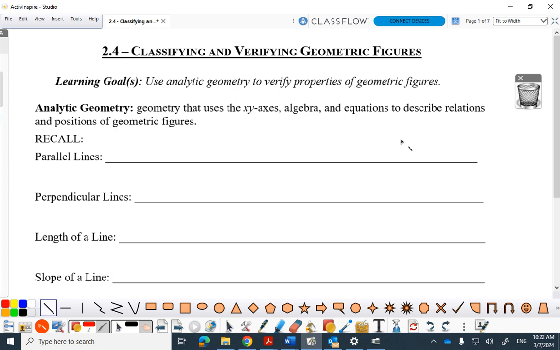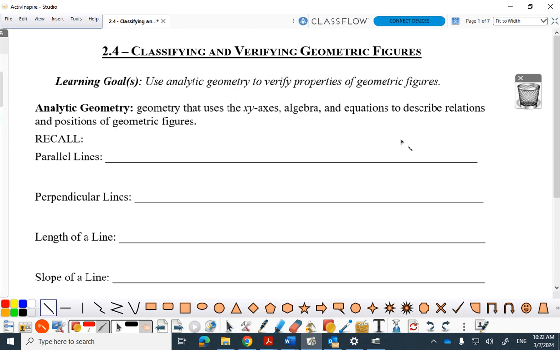It's called classifying and verifying geometric figures. It's okay if that title makes you think, I don't know what you're talking about. That is totally fine if you're at that point right now. The learning goal says, use analytic geometry. Sounds fancy. Well, it is. Analytic geometry is fancy.